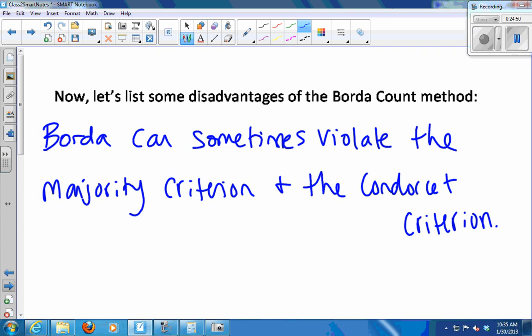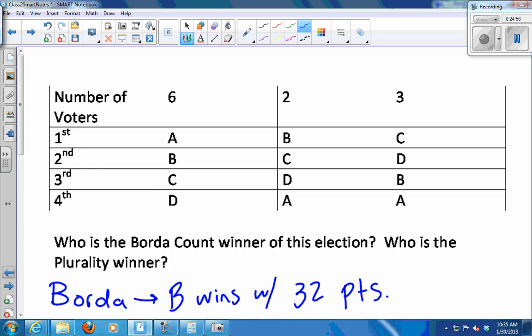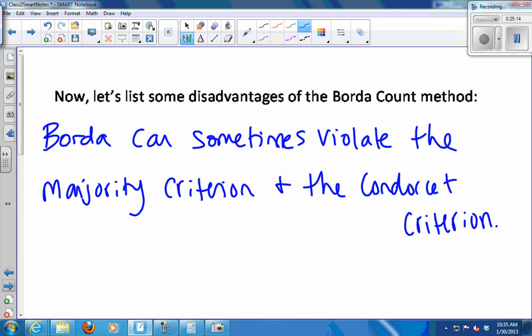Because Borda is like that person who tries to make everybody happy and ends up making nobody happy, right? Sometimes. So Borda is trying to come up with a compromise candidate because they see that a lot of people don't like A, even though a majority of the people do. They're trying to come up with someone who everyone can live with. Sometimes that's not the best thing to do.